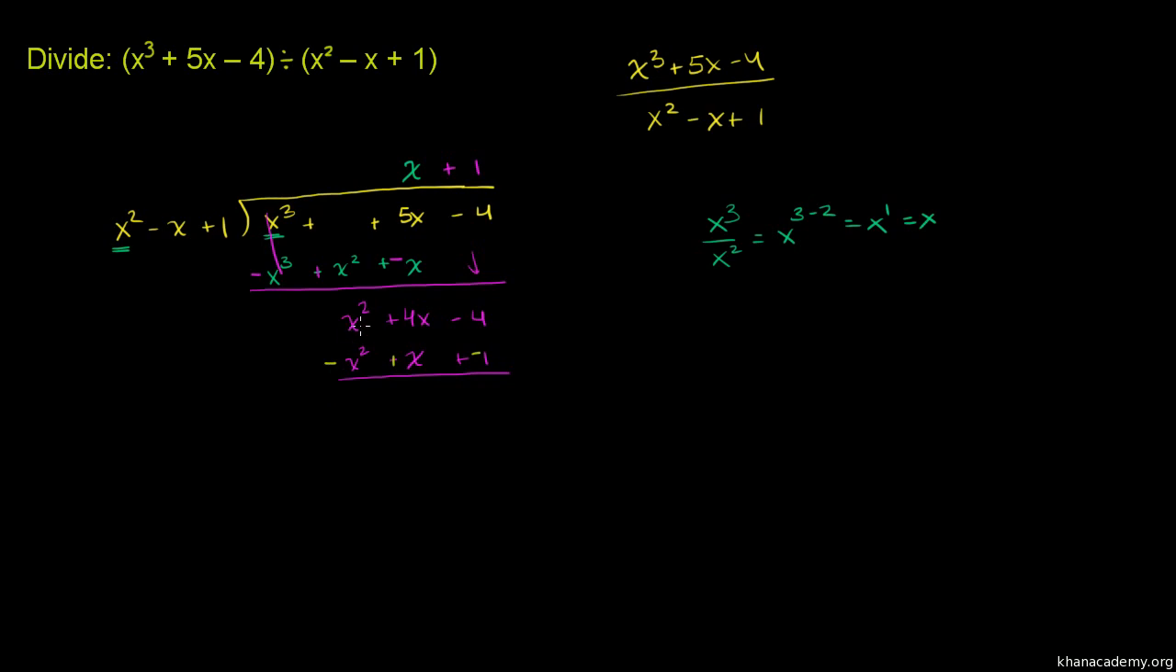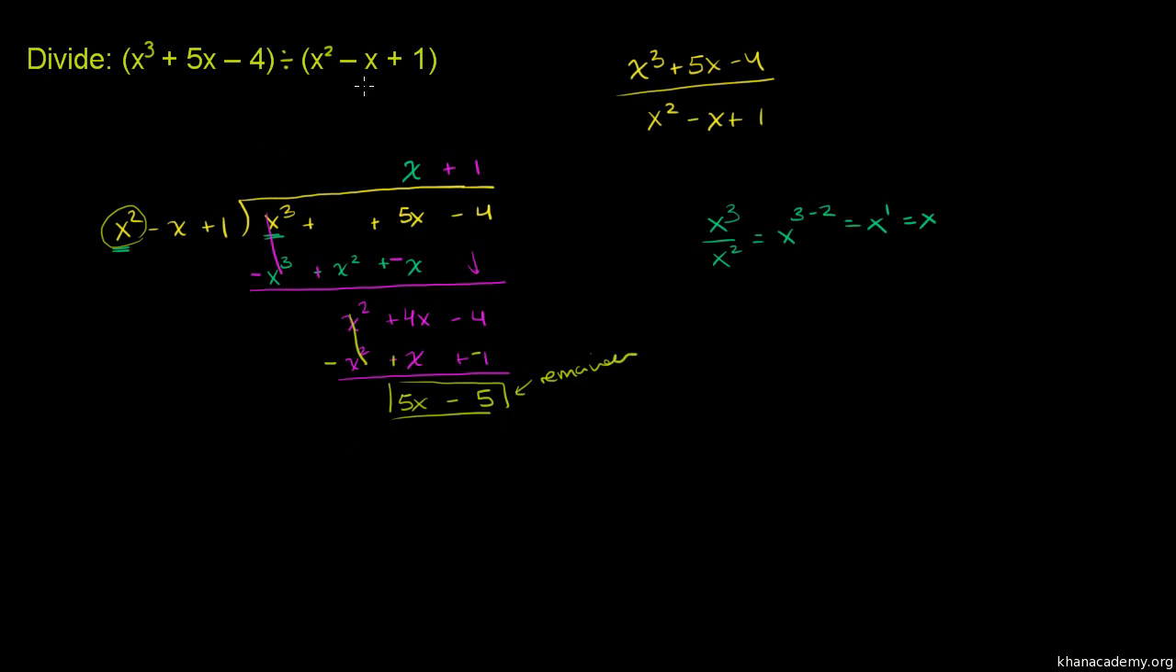Now let's do the addition. X squared minus x squared, they cancel out. 4x plus x is 5x. And then we have negative 4 minus 1 is negative 5. Now, you might be tempted to keep dividing, but you can't anymore. This term right here, the highest degree term here, is now higher than the highest degree term that you're going to try to divide into. So we have a remainder.